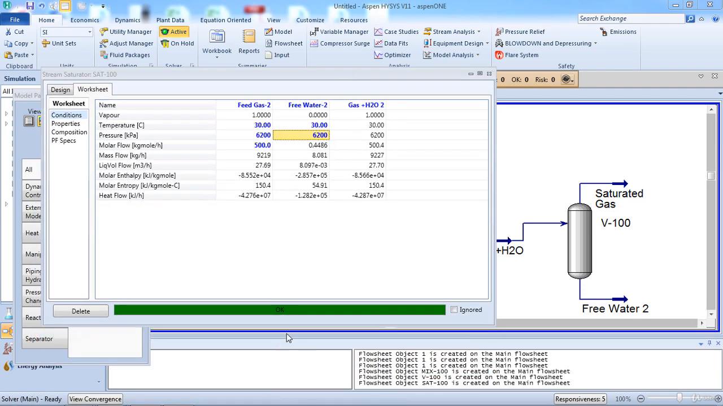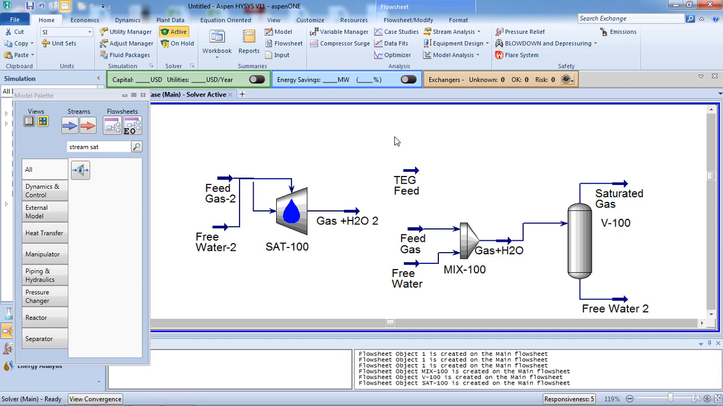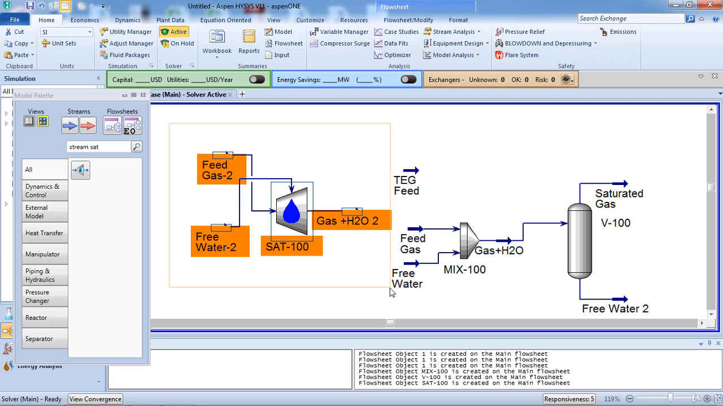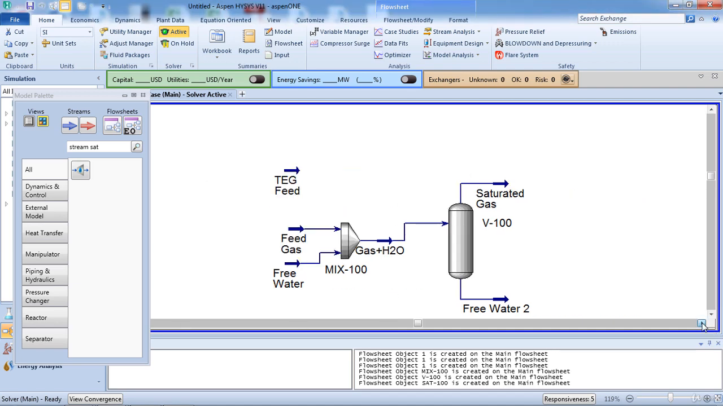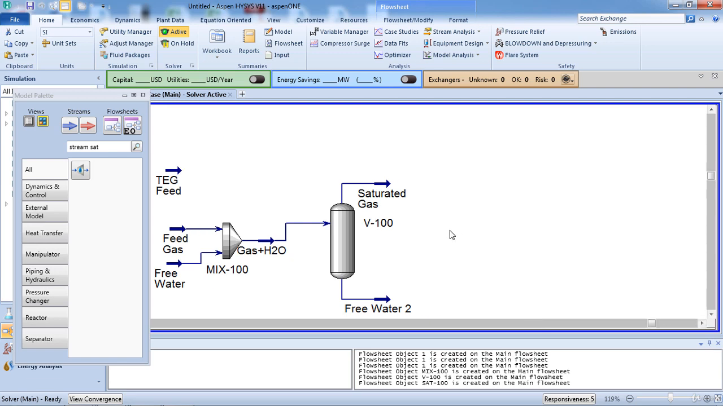Now it's solved. This is another way to saturate the gas, and let HYSYS calculate the amount of water required to saturate this gas. Now this stream is equivalent to this stream. You have the two options. Now you know the two options. I'll delete this, there's no need for it. And now we have a saturated gas.